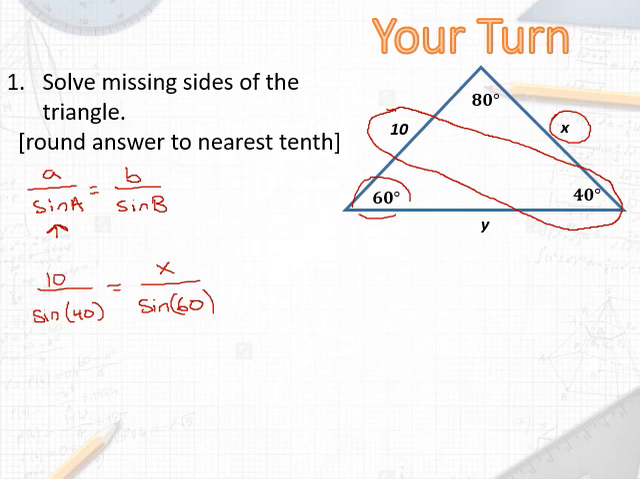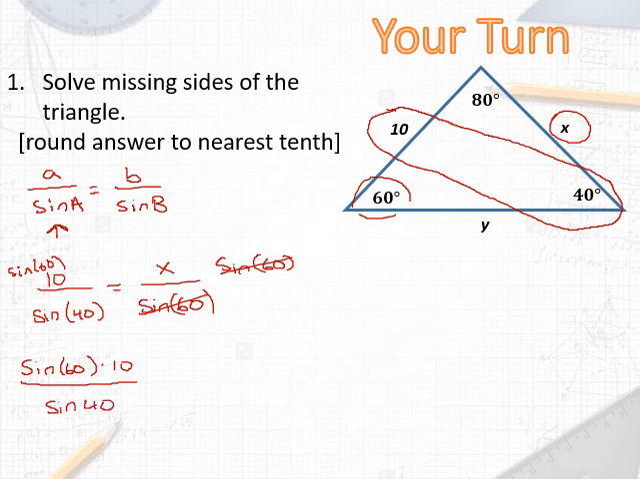All right, now it's an algebra problem. We want to get x on its own. Sine 60's got to go, so we multiply by sine 60 on both sides. So our final answer is going to be sine 60 times 10 all over sine 40 is equal to x. So at this point, we're going to go to our calculators to calculate this out.